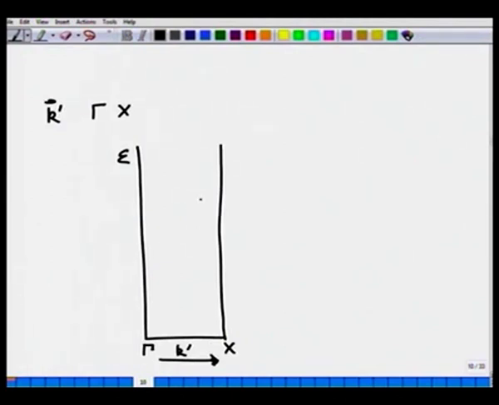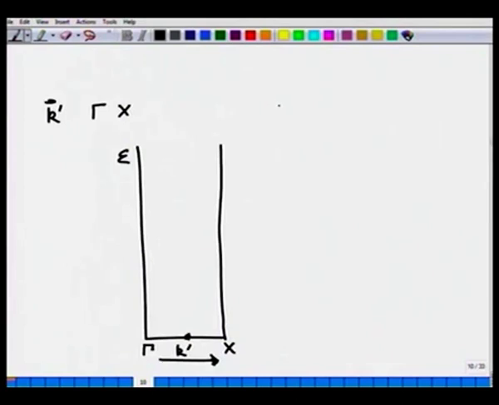So if I take this, then I can plot these energies for this k prime. So I can take any k prime. So let us say this is k prime right here. This is the value of k prime, which is equal to, let us say, half the distance between gamma and x. So let us plot that out. Now how would we plot this?